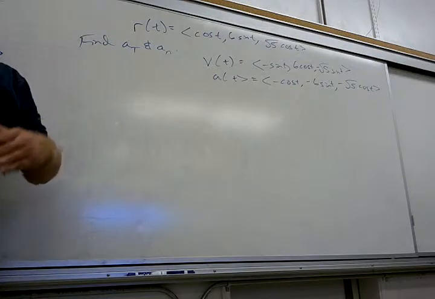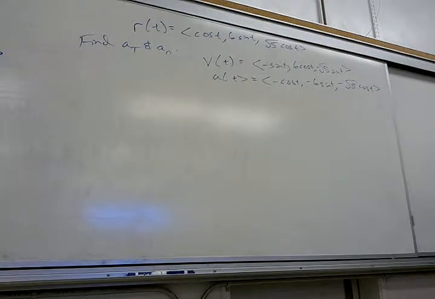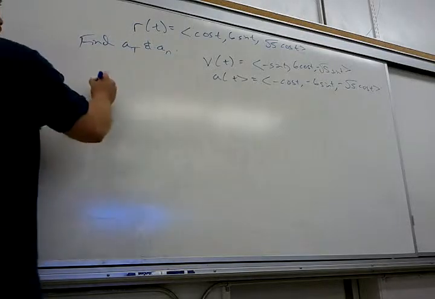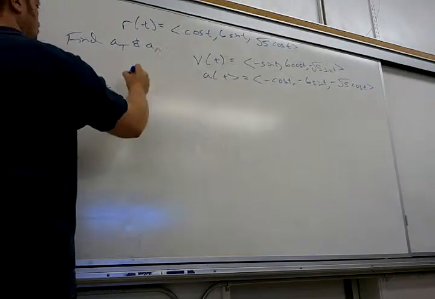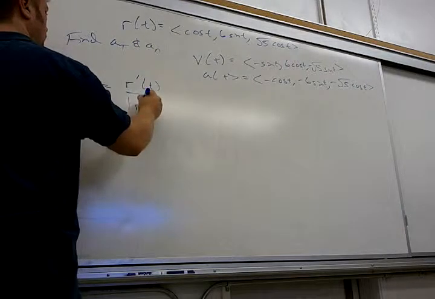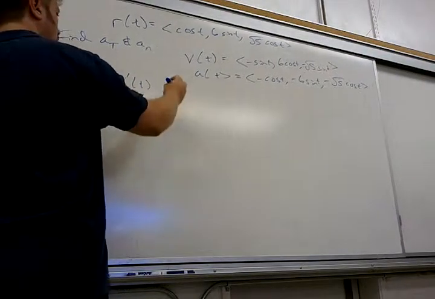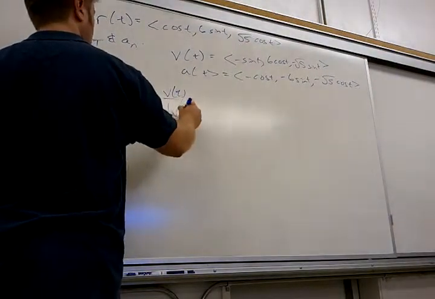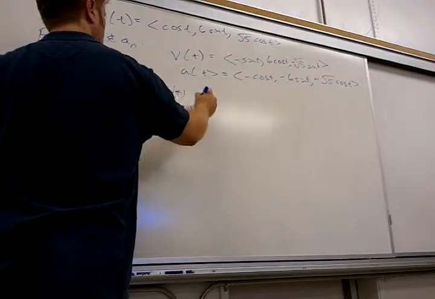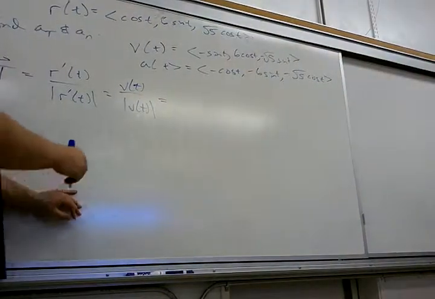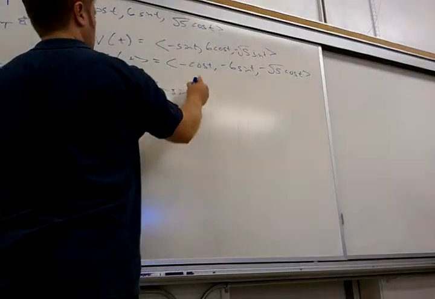What do I want to do next? Beautiful. Find the unit tangent and unit normal vectors. I love it. So the unit tangent vector, as always, is r prime over the length of r prime, or v over the length of v, whatever way you want to look at it. So here's v.